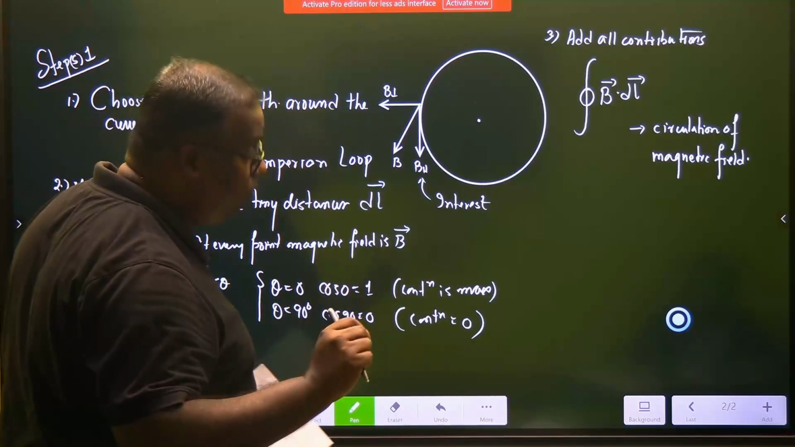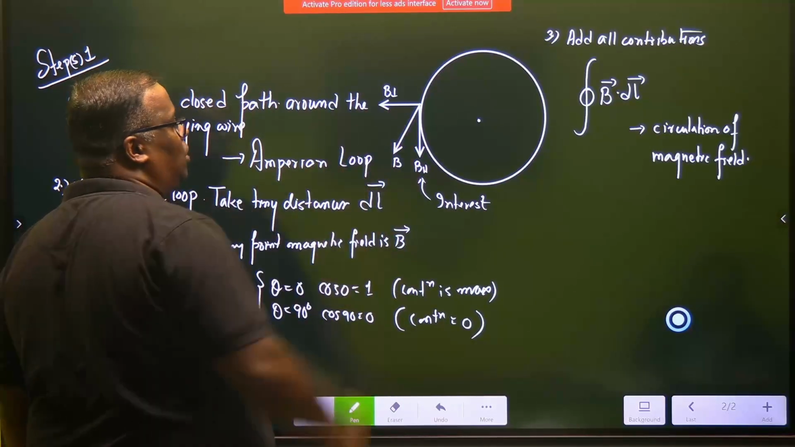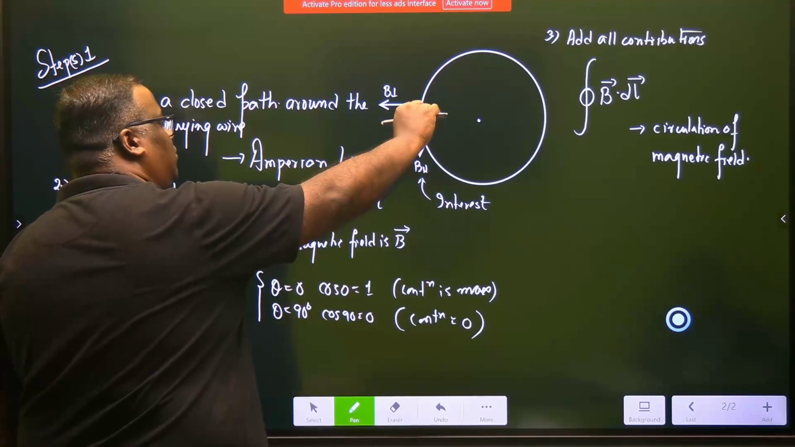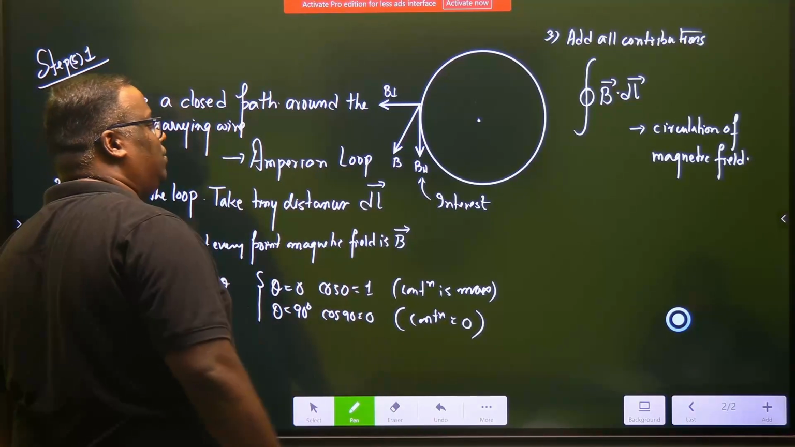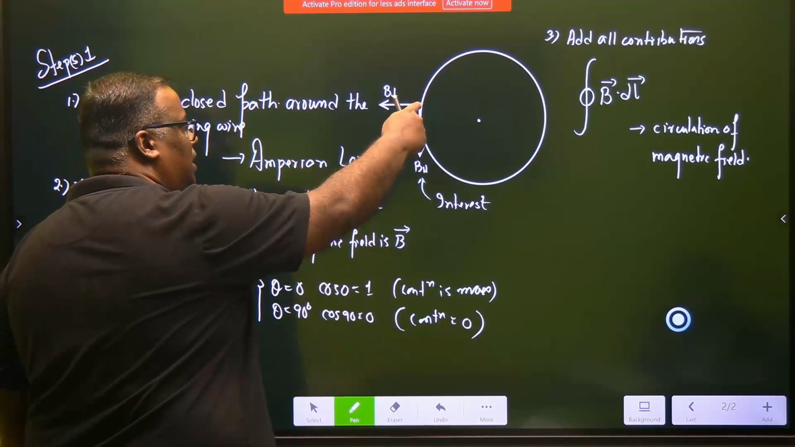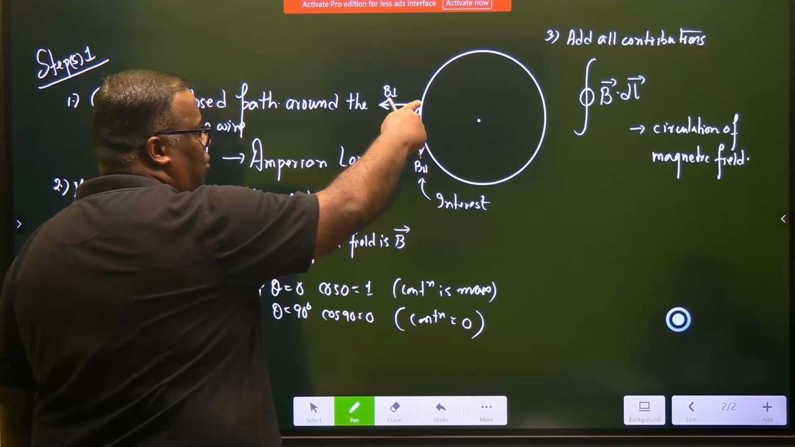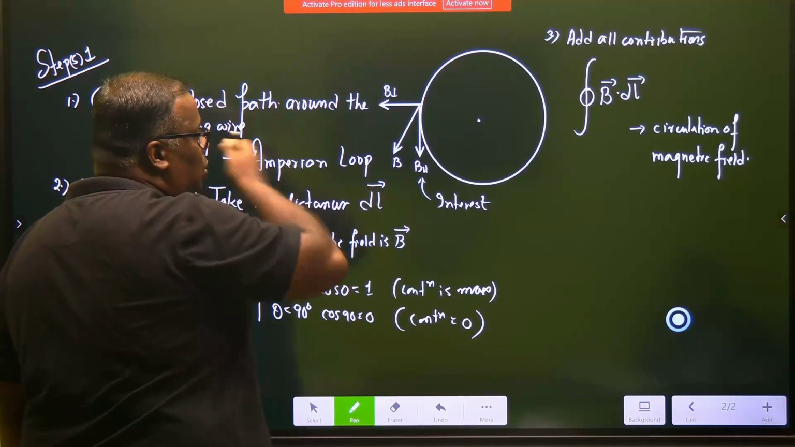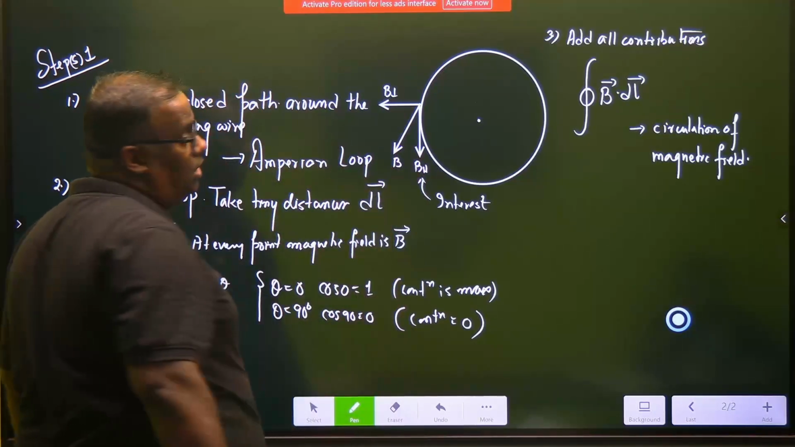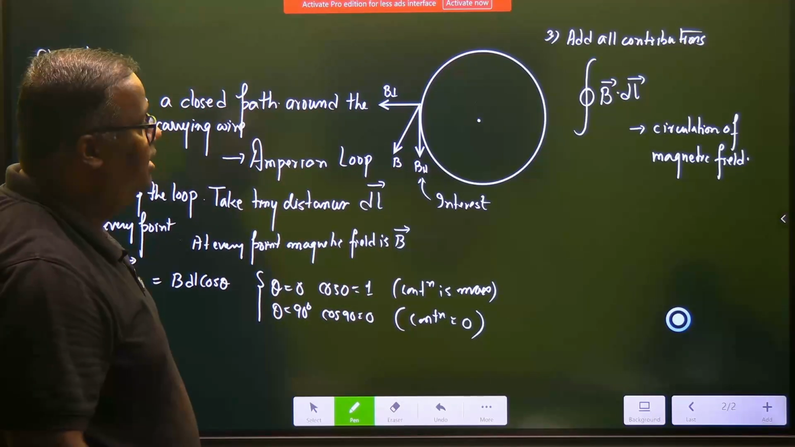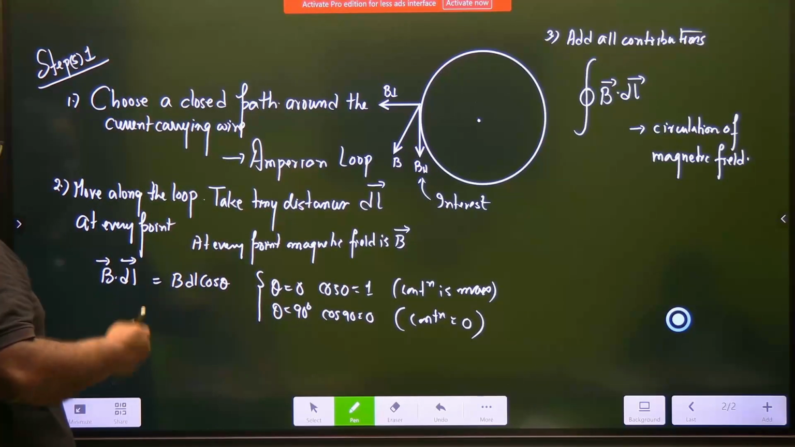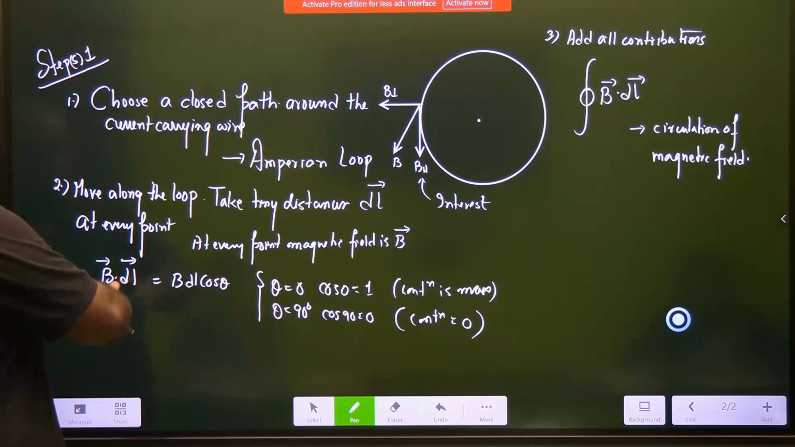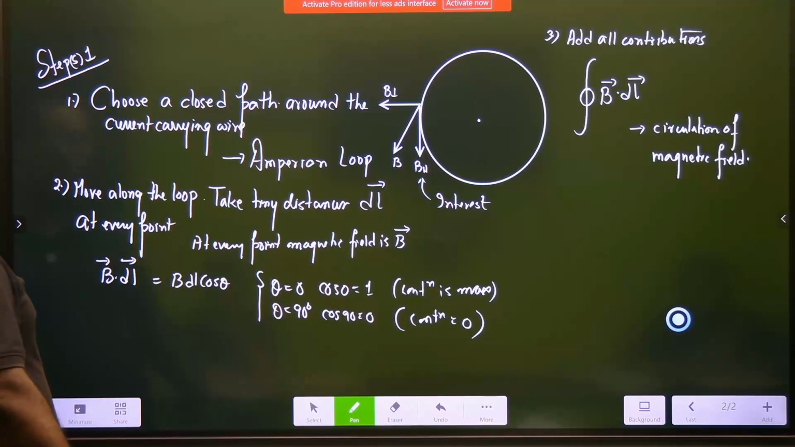This is not the wire. This is a hypothetical loop only. And this loop is considered for a small vector dl. And along dl, what is the magnetic field? Whatever the magnetic field is at this point, it is tangential to the circle. So take its horizontal component, that we do by B cos theta. So B dot dl is evaluated, which is B dl cos theta.